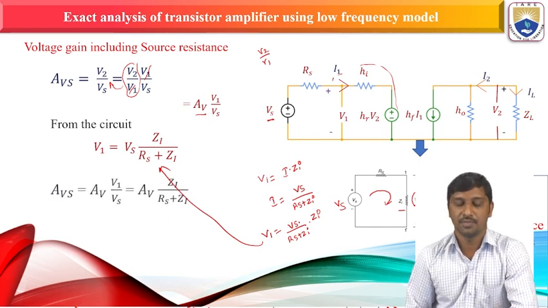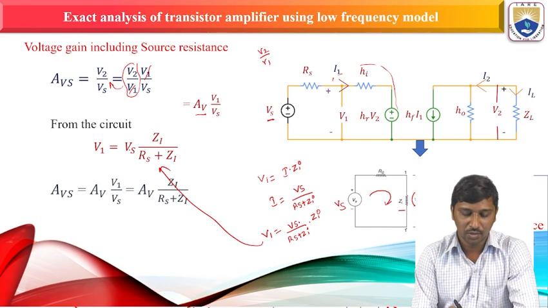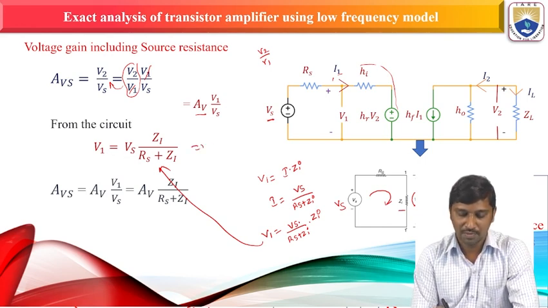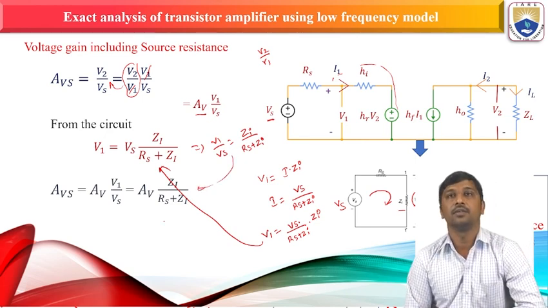Now we can substitute this here. From this V1 we can observe, taking the Vs outside, it becomes V1 by Vs. So V1 by Vs becomes Zi by Rs plus Zi. Hence I substituted this here in the voltage gain.